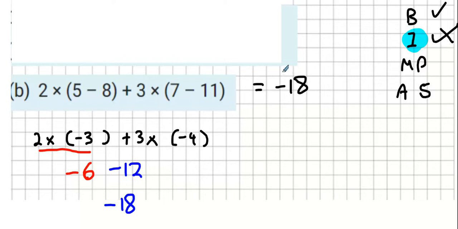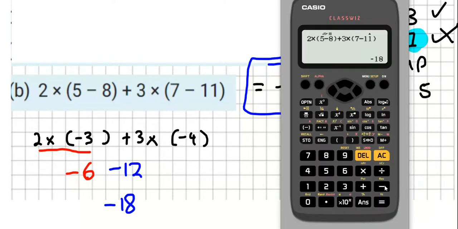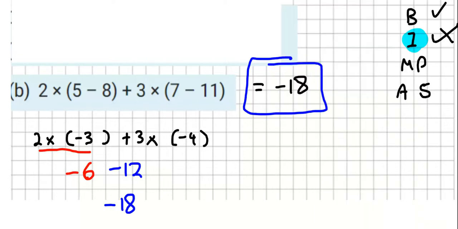Do we agree with our calculator? We do. Yes. Only when multiplied. You can check out on your calculator if you want. Minus 6, minus 12. Minus 18. Excellent.